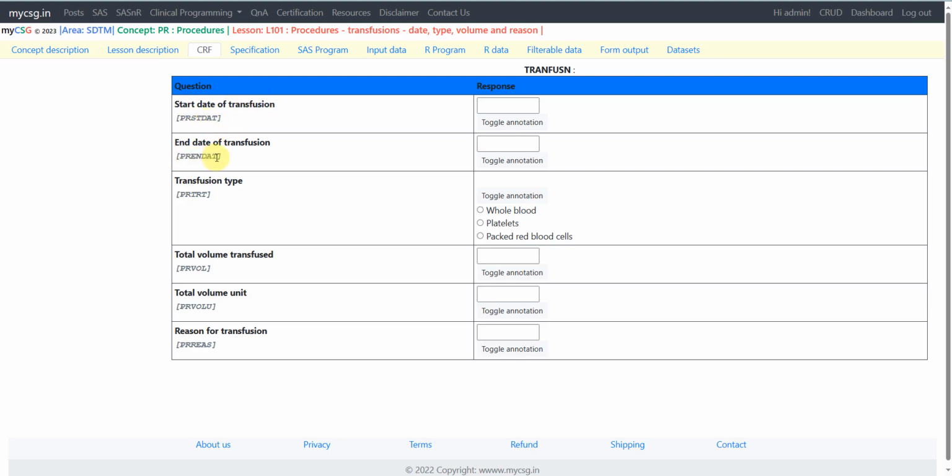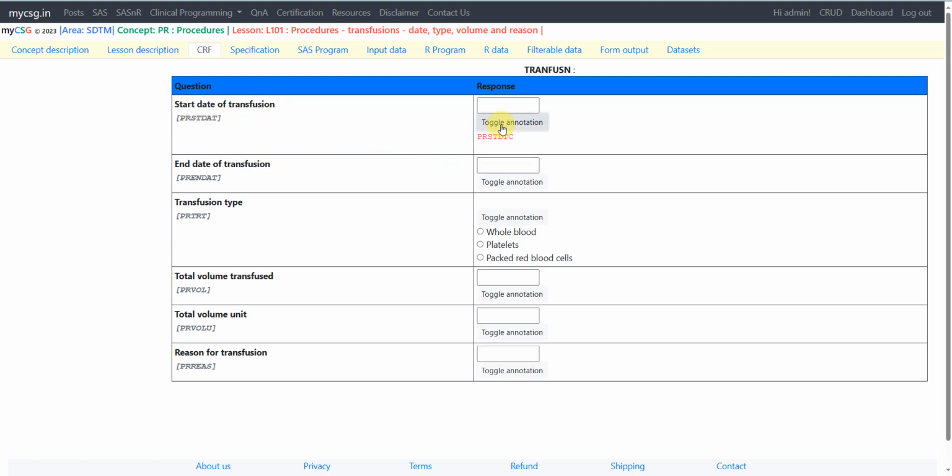Similarly, PRENDAT would be used to store the end date of transfusion, and PRTRT would be used to store one of the possible transfusion types of whole blood, platelets, or packed red blood cells. And then the volume administered is stored in a variable PRVOL in the raw data, and then PRVOLU for total volume unit, and the reason for transfusion is present in a variable named PRREAS. So let us see now the SDTM annotations for these individual questions. So start date of transfusion. Let's see where this has to be mapped to.